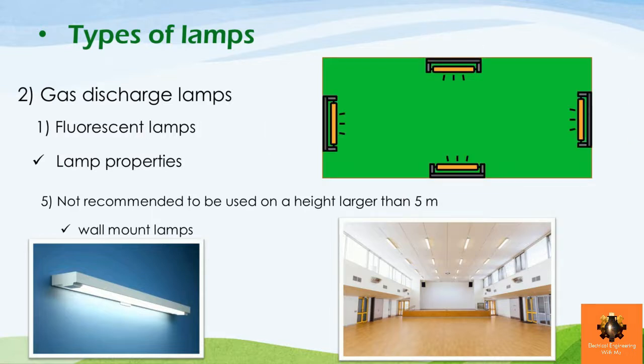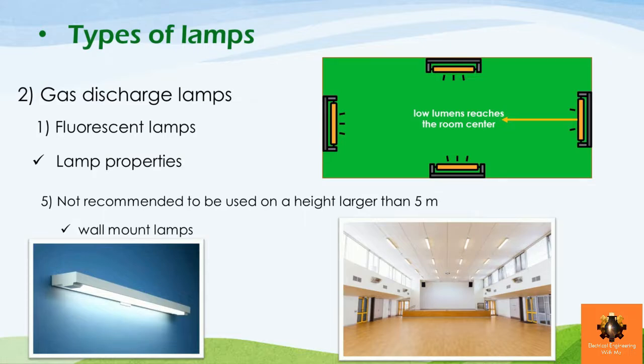But the problem or the disadvantage of installing the lamps on the walls is that the lumens will be concentrated on the edges of the space, while there will be less light or a lower amount of lumens in the center. So the center of the room will not have a sufficient amount of light, and this is a result of installing the lamps on the walls, not on the center of the ceiling.